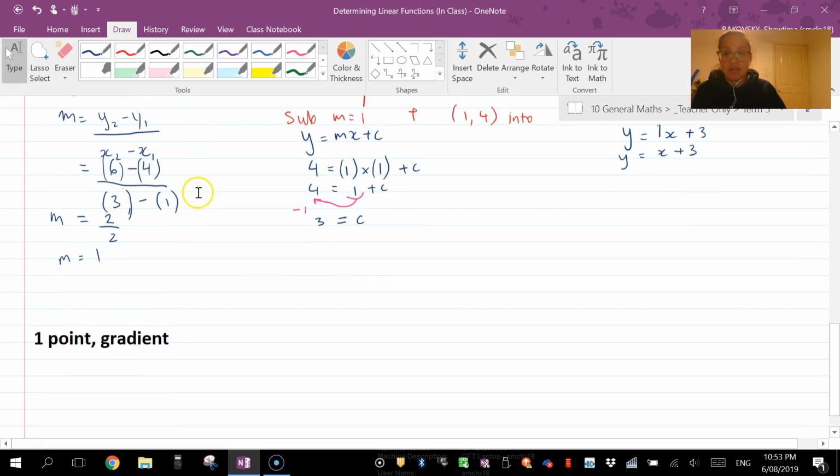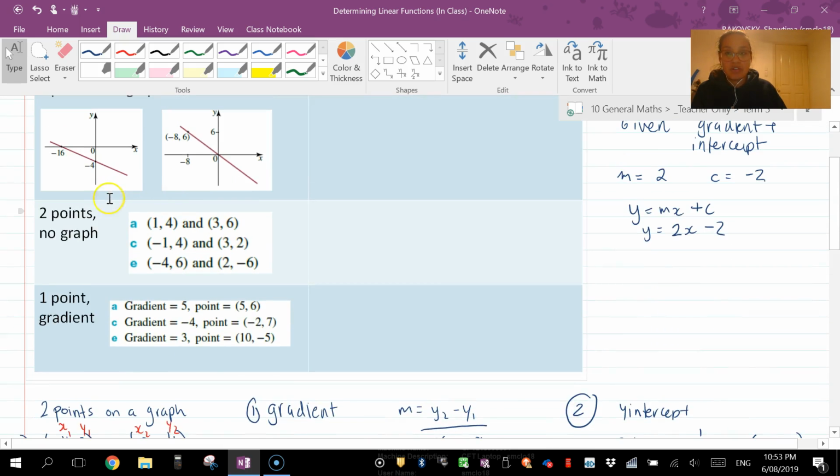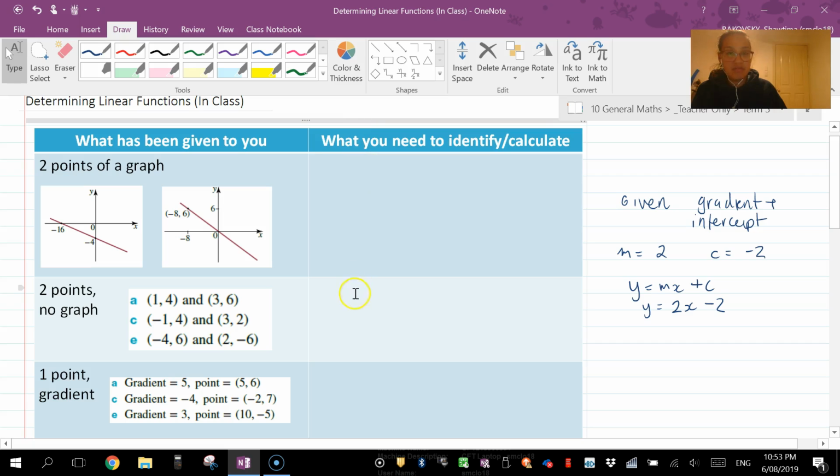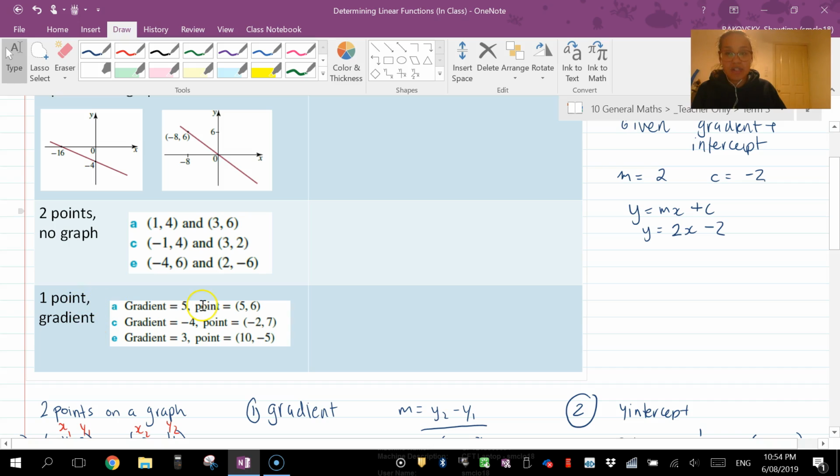Alright, okay, so now what we're going to do, you'll see that these two are very similar. You need to identify if there's a y-intercept given to you, and then you need to always calculate the gradient for both of these, and for this one you need to work out your y-intercept. That is why they call it the gradient point intercept method, because you work out your gradient first, then you work out the y-intercept, which is a point, and then you substitute those values into your y equals mx plus c.